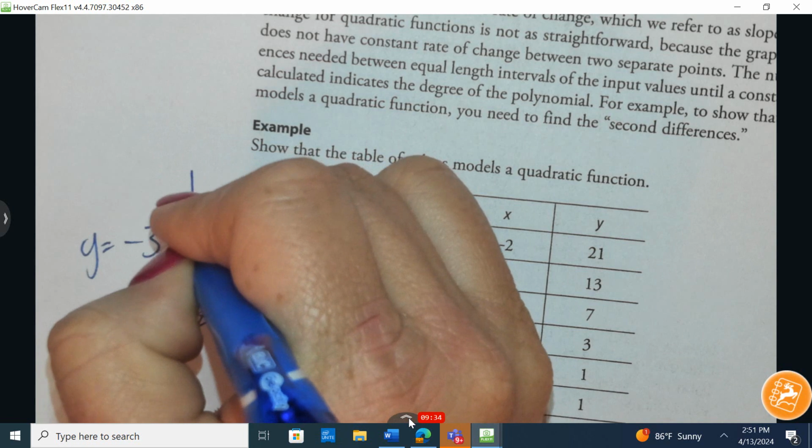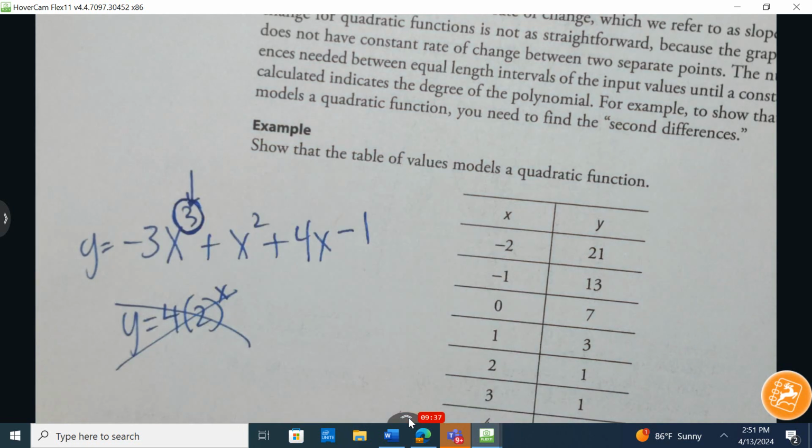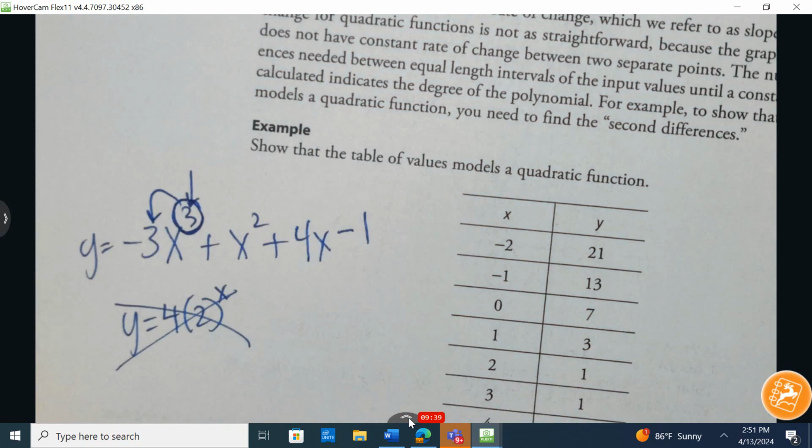The degree is going to be the largest exponent on a variable, and the leading coefficient is going to be the number.